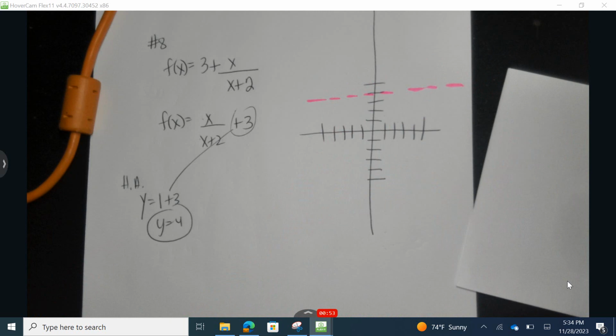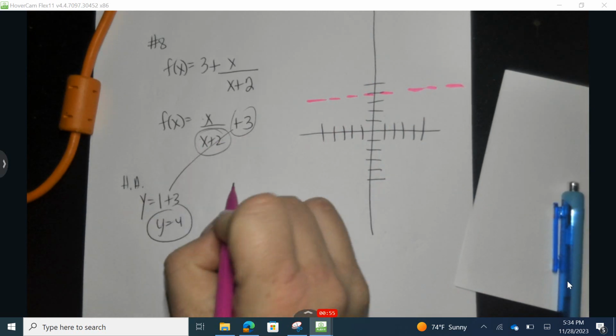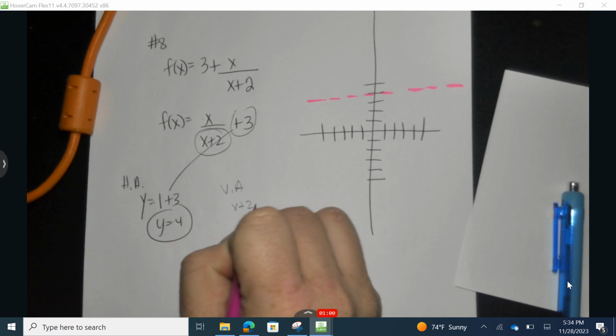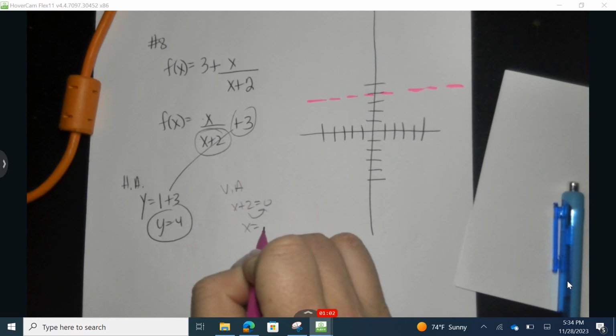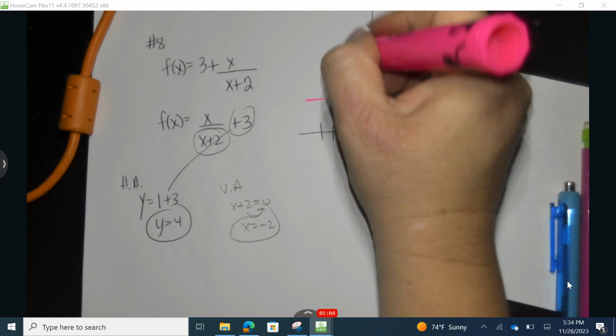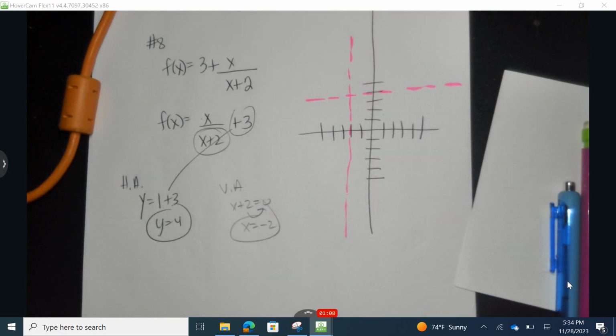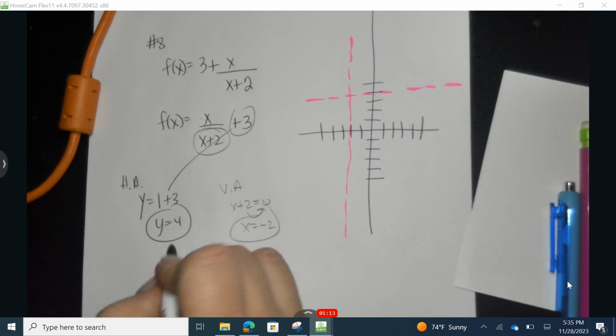Now, our vertical asymptote can easily be determined by taking the denominator, if a variable is there, and we're going to set it equal to 0, and solve, and we get the equation x equals -2. So think of this right here as kind of 4 different rooms, 4 different quadrants. Let's go ahead and go with what is the y-intercept.